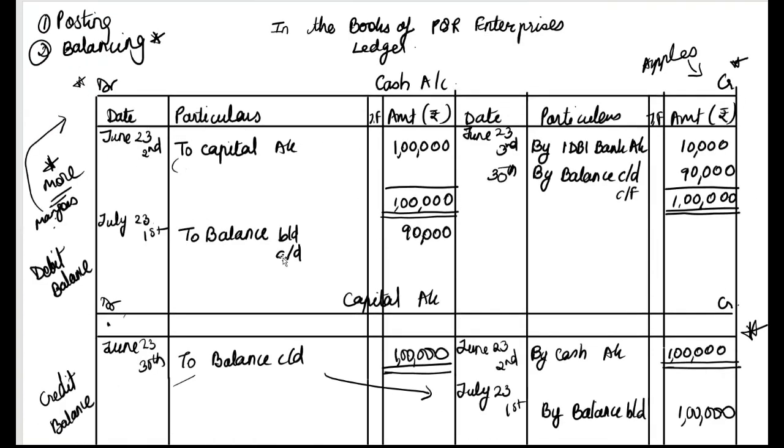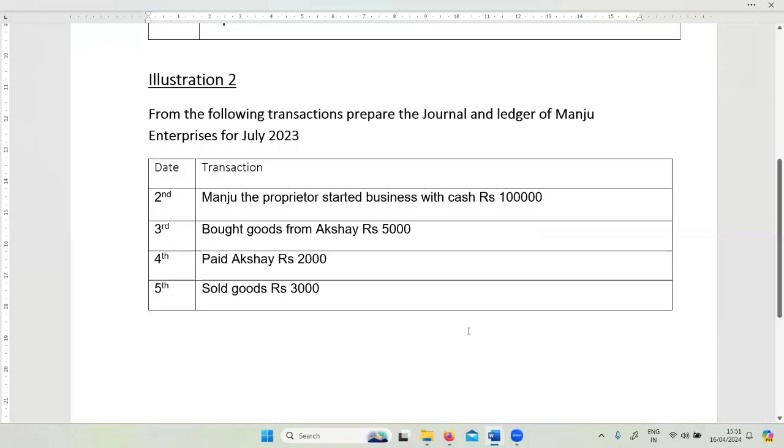Now we will proceed to illustration 2 in the same way. And then from illustration 2, we will also prepare a trial balance just to show how it is prepared. We are going to take it in detail later. But just a simple understanding of the trial balance we will take in illustration 2. Okay, we are going to start with illustration 2 now.